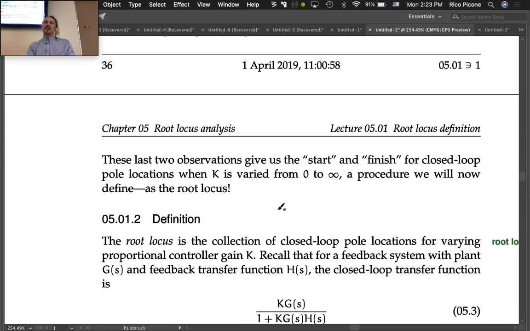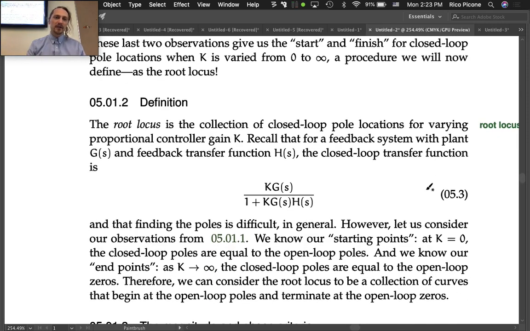This procedure, we will now define as the root locus. So that's what the root locus is going to be: the graph of the closed loop poles for all different values of gain, from 0 to infinity. So let's jump right into the definition then. The root locus is the collection of closed loop pole locations for varying proportional controller gain k. So that's what it is, and that's key to remember.